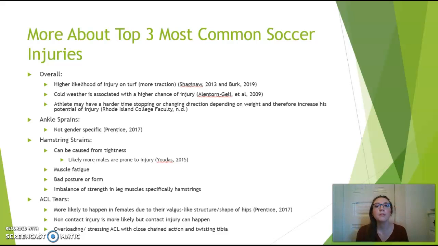Okay, lastly, ACL tears. It's more likely to happen in females because of their structure, their hip to knee ratio, degrees, their valgus-like structure. They're more likely to happen in non-contact, but can happen in contact, and it happens a lot with overloading or stretching the ACL with closed chain actions and twisting the tibia. So yes, more likely to happen to females.